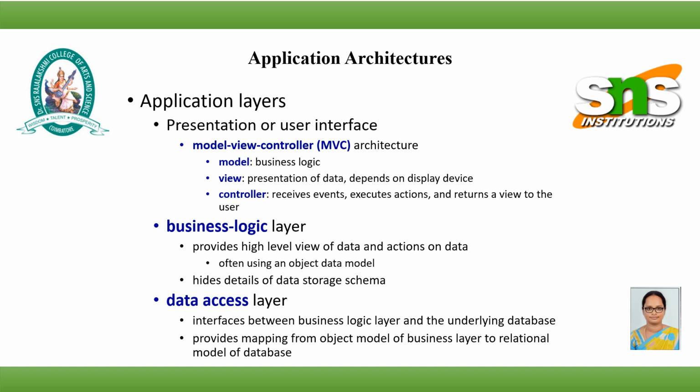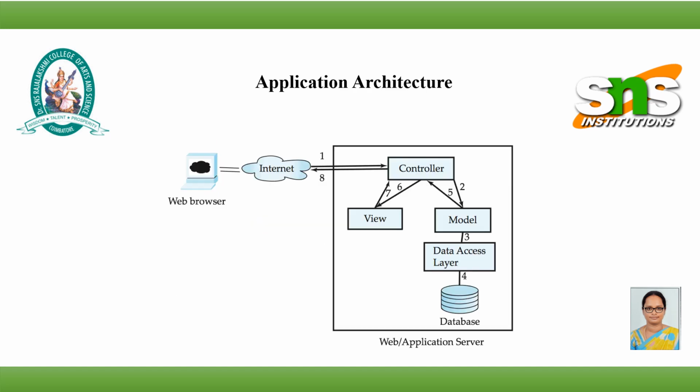In the application layer, we have a presentation or user interface. With this presentation or user interface layer only, the user can directly connect to it. We have the model view controller architecture. Model means business logic. View is the presentation of data, which depends on the display device. And controller receives events, executes some actions, and returns some values or views. Business logic layer provides a high level view of the data and actions on the data, and it also hides some data stored in the schema.